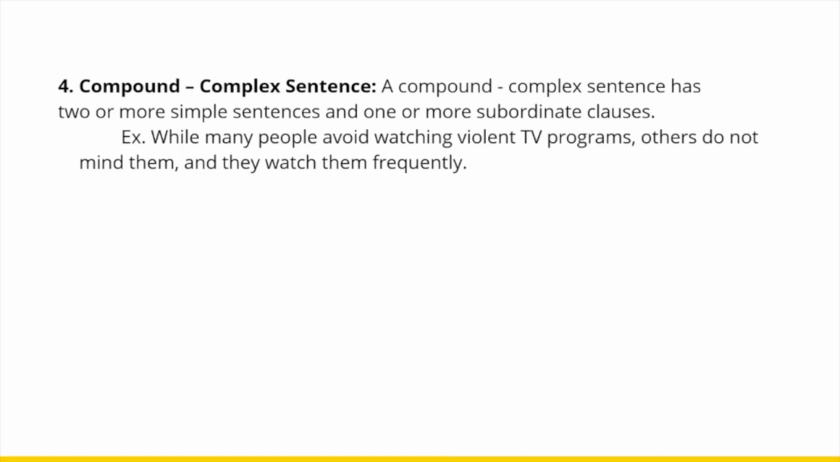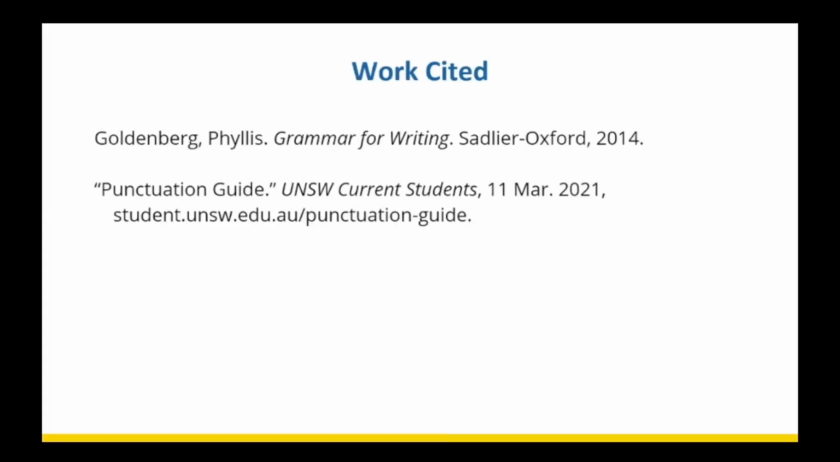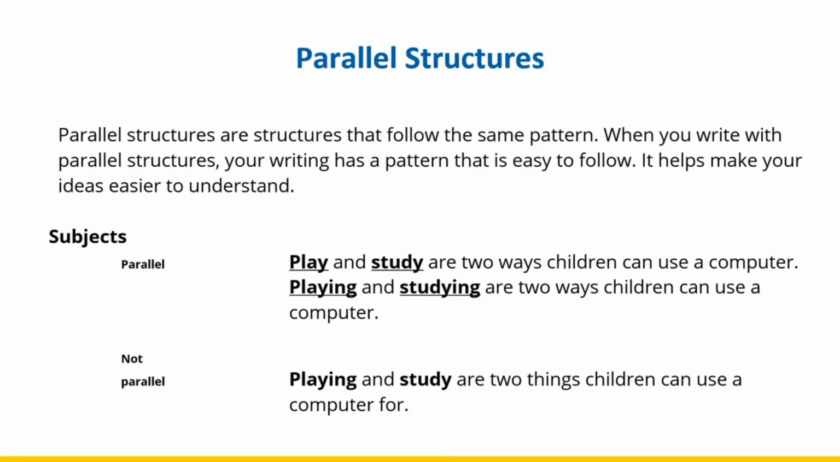And that's all we have for the 4 different types of sentences, guys. We'll continue reviewing part 2 of the most common mistakes and things you should know by reviewing parallel structures. Parallel structures are structures that follow the same pattern. So when you write with parallel structures, your writing has a pattern that is easy to follow. It helps make your ideas easier for other people to understand.